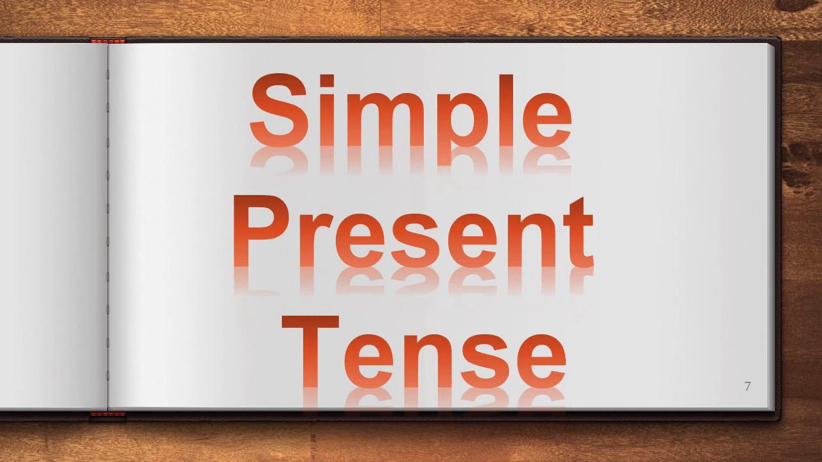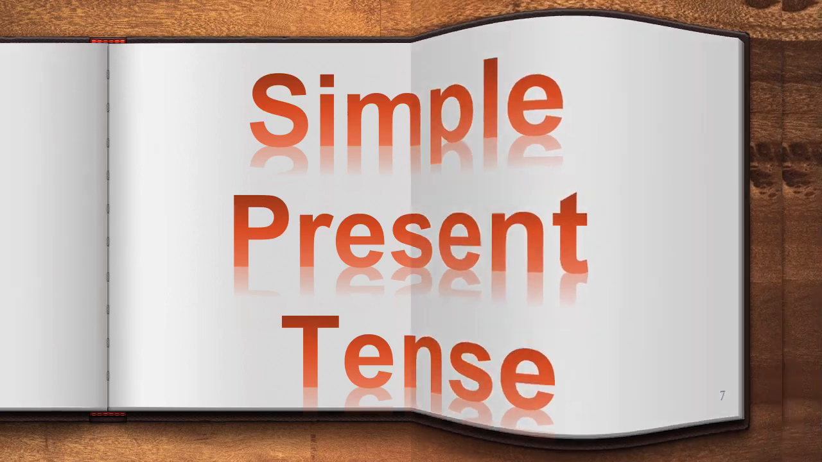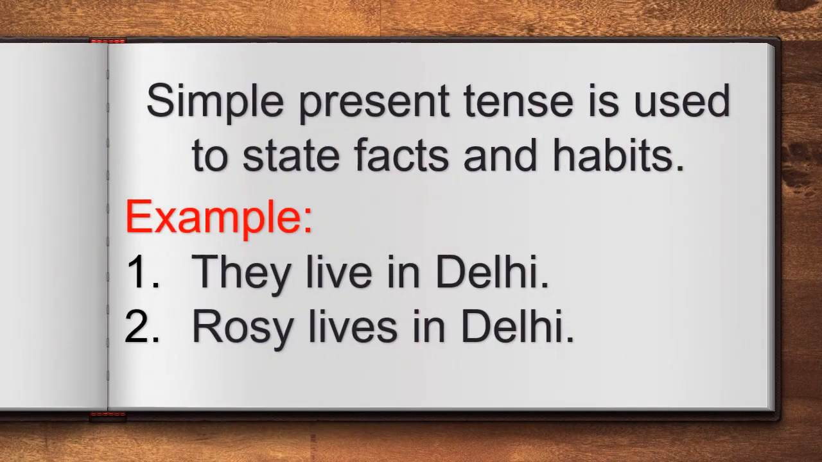So the first type is simple present tense. Now, what do you mean by simple present tense? Simple present tense is used to state facts and habits. For example, they live in Delhi. Rosie lives in Delhi. So what is the formation of simple present tense? In this tense, we use V1 plus S or ES.